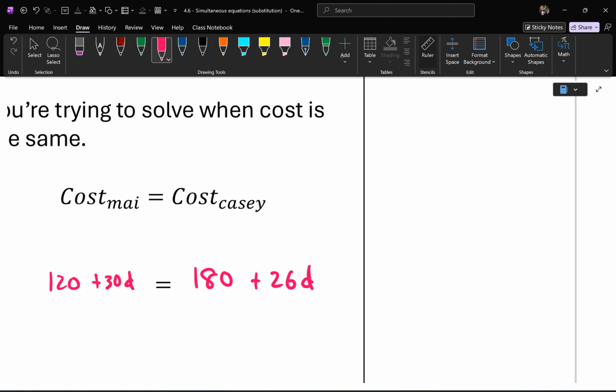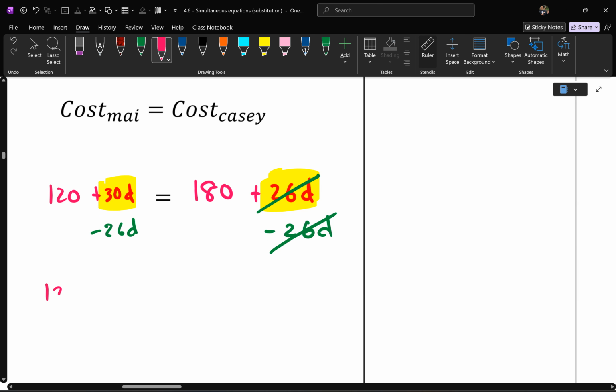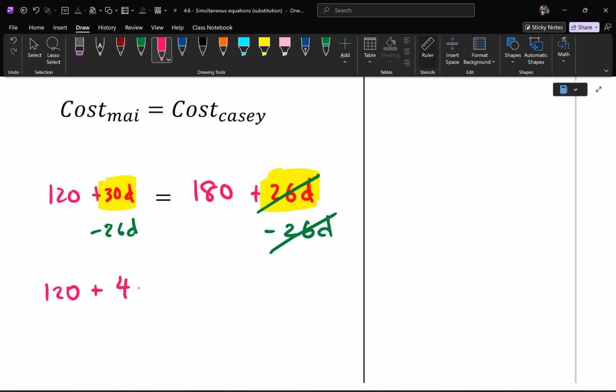And then from here, this is what I was trying to teach you. How do you solve for the unknown? What's the tip again? If you've got two unknowns on both sides, which one do you get rid of? The smaller one. So the 26D, not the 30D. This is positive 26D, so the opposite of positive is minus. So minus 26D on the right, minus 26D on the left. These will cancel out. You end up with 120 plus 30 take away 26, which is 4.